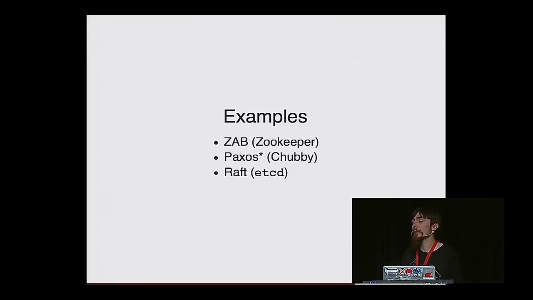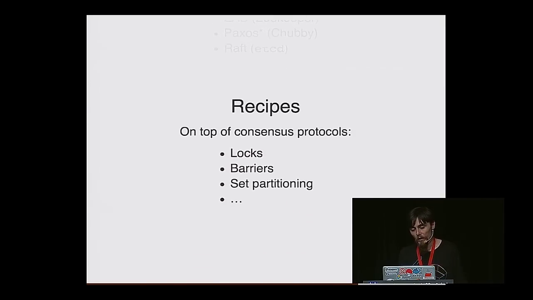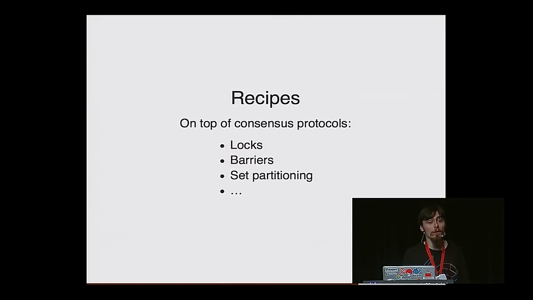Now, getting computers to agree on a value is not terribly useful all by itself. You probably want something more than that, right? You want something a little bit more useful and closer to your application domain. So Zookeeper calls these recipes. I've copied the term. You can do this equally well in Zookeeper as you can anywhere else. These are things that operate on top of consensus protocols, and you can get things like locks.